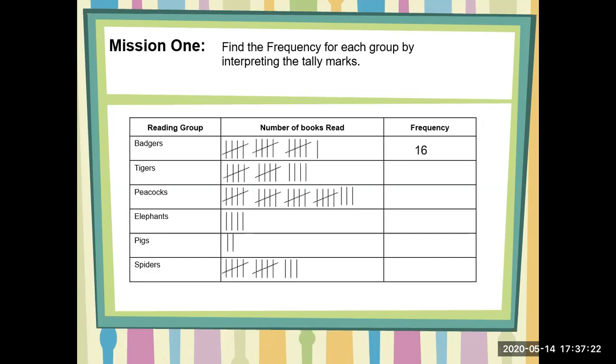So you're correct. If you wrote 16, give yourself a pat on the back. If you wrote 14 for tigers, give yourself a pat on the back. Peacocks, 23. Elephants, 4. Pigs, 2. Spiders, 13. Gemsland children are genius.